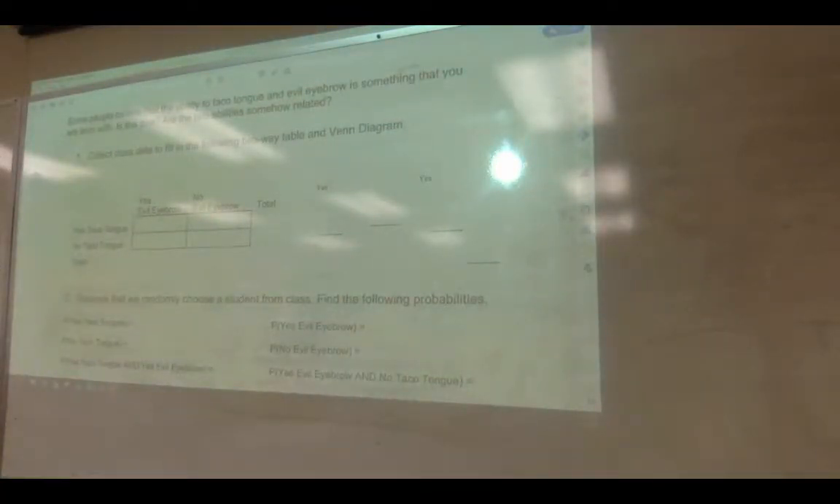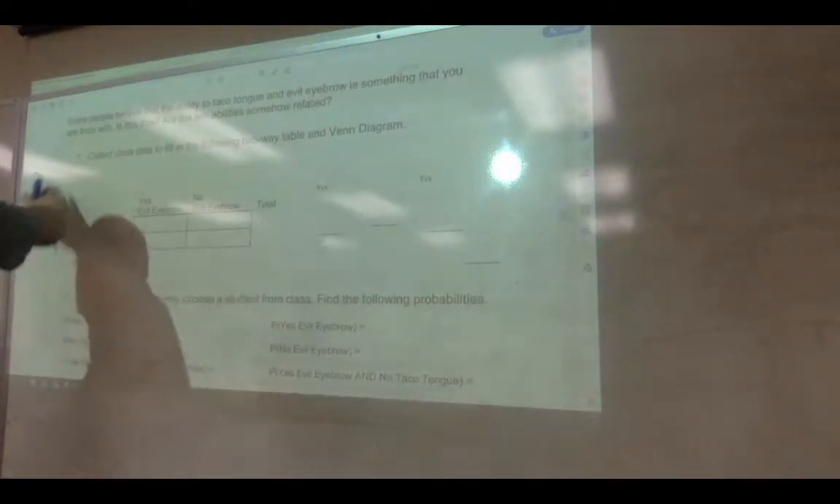The other one down. So here's what we need to know. So now taco tongue. Do the taco tongue. Who can do it? Can you do it? You can do it. All three of them can. Can you do it? So we need to try to fill in this chart.